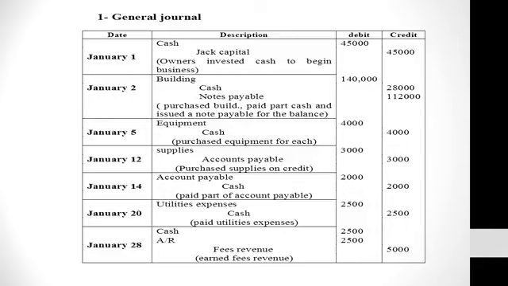As I just said, we are going to count how many accounts we have. We have cash 1, Jack Capital 2, building 3, notes payable 4, equipments 5, supplies 6, accounts payable 7, utilities expenses 8, accounts receivable 9, fees revenues 10. We have 10 accounts, and each account is only counted once, like I have just said. So we are going to open 10 T accounts, one for each of these.